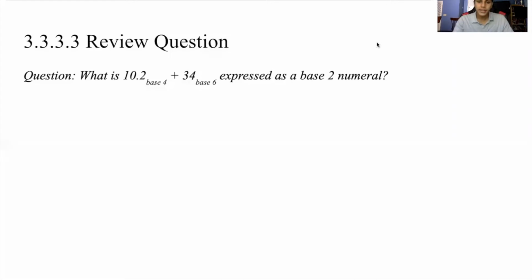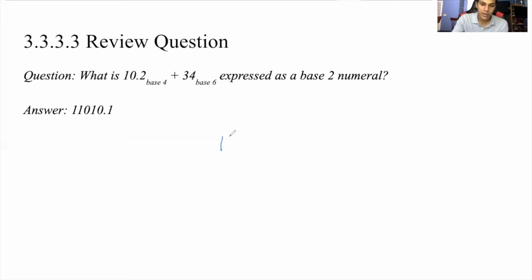So the correct answer to this question was 11010.1. All right, so we'll use our standard method when converting from multiple bases into another base that's not 10, and convert everything to base 10 and then convert back. Especially for a question like this where we have a decimal, that's definitely the easiest thing to do. All right, so first we need to convert 10.2 in base 4 to base 10.